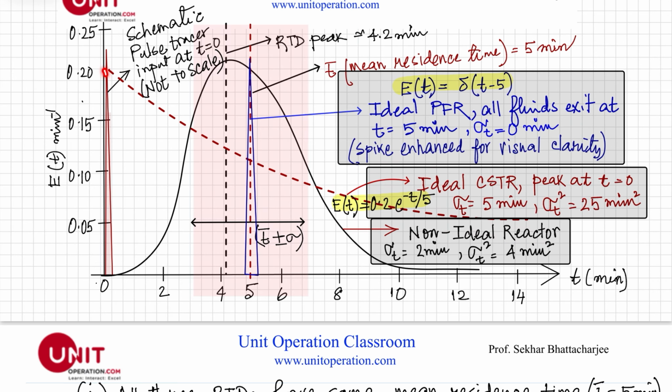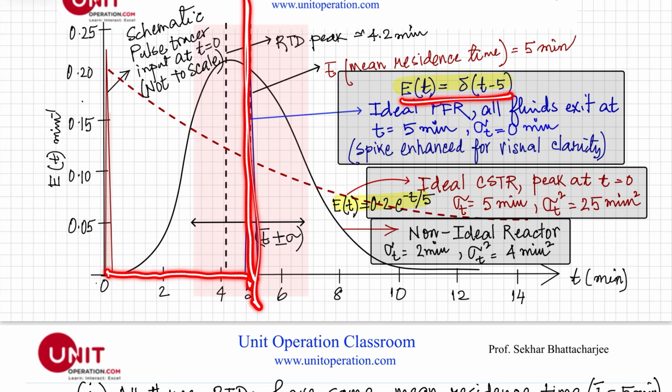Right from the initial time, there's the highest concentration here, if it is an ideal CSTR. For an ideal CSTR, it comes to the highest concentration, and there is an exponential decay like this. For a plug flow reactor, there is initially zero concentration, and then it comes out just together as a spike, again as a Dirac delta function, after spending the average residence time of 5 minutes.